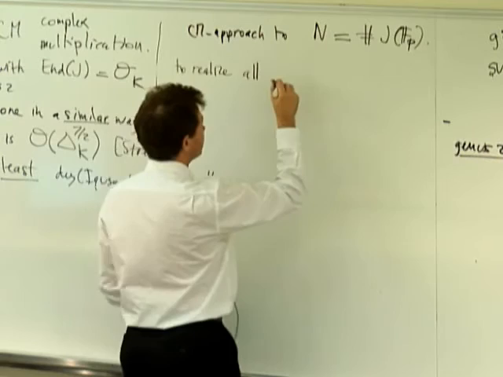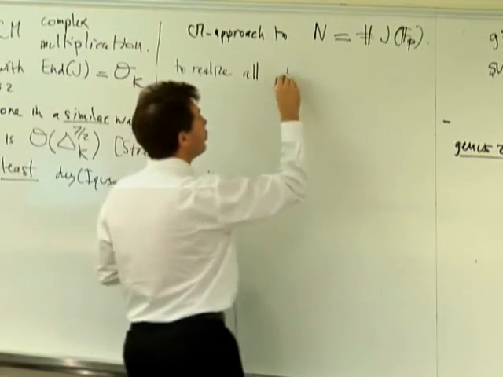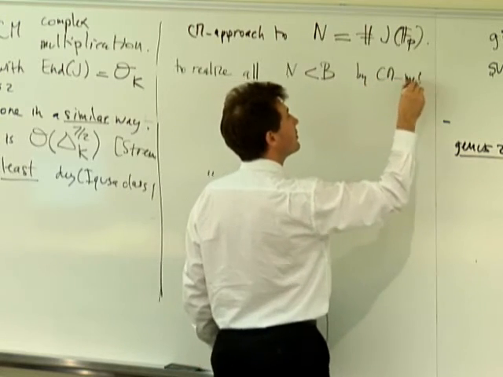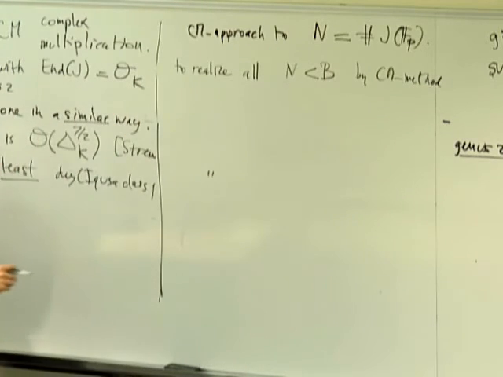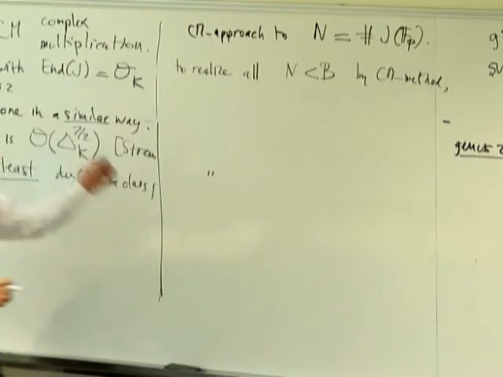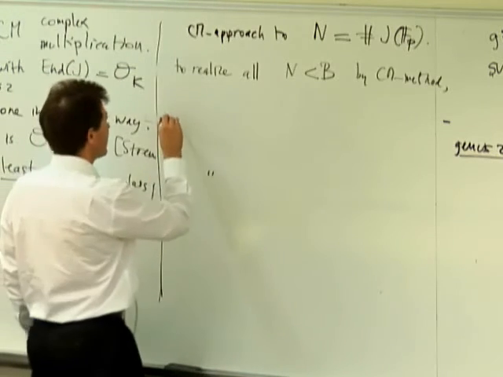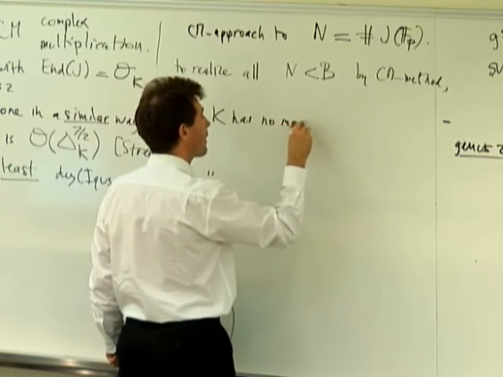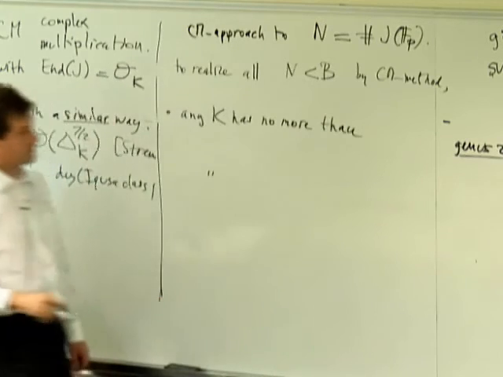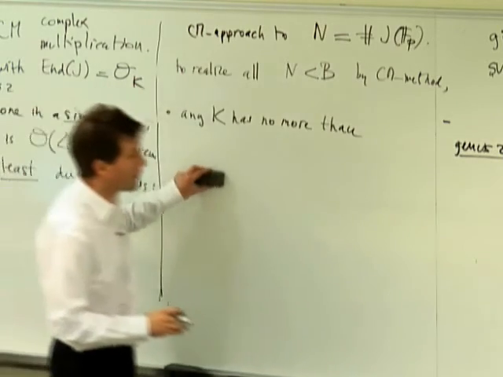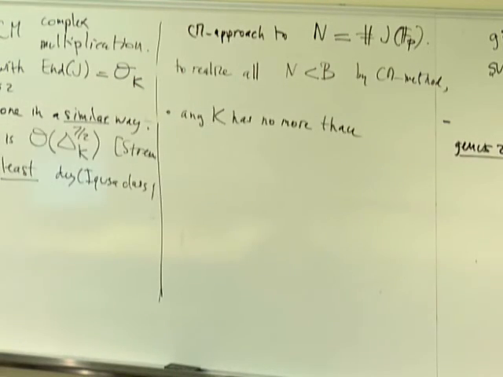all n up to some bound by the CM method, meaning that you find the number pi in such a way that the norm of 1 minus pi is n. How many k's will we need? Well, any k, that's sort of step one, any k has no more, well, how many numbers pi can you find such that the norm of 1 minus pi is going to be n and n is below b?